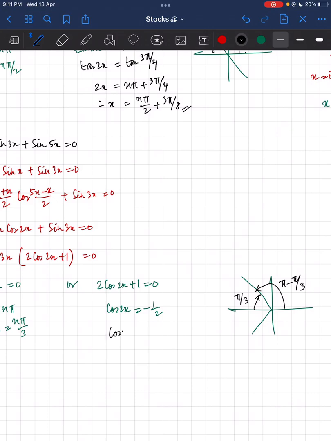So it will be cos 2x is equal to cos 2 pi by 3, and that's 2x is equal to, the general solution will be 2n pi plus minus 2 pi by 3. So therefore x is equal to n pi, if I divide by 2, plus minus pi by 3. So that's how we solve the trigonometric equations.